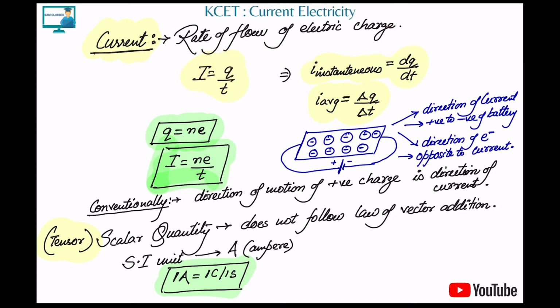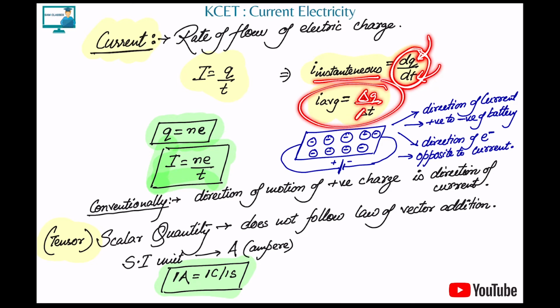Now, how to go deeper? What do you mean by the charge flow? What is instantaneous current? It is dq by dt, a very small amount of charge flown in a very small amount of time. Average current is delta q by delta t. We all know this much, correct?